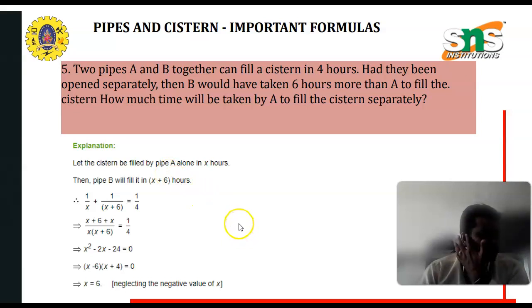So X plus 6 plus X divided by X into X plus 6 is equal to 1 by 4. So X squared minus 2X minus 24 equal to 0. So X minus 6 into X plus 4 equal to 0. So X equal to 6, neglecting the negative value of X.